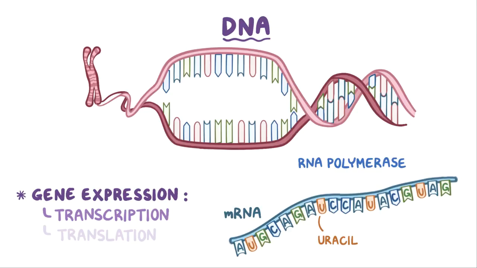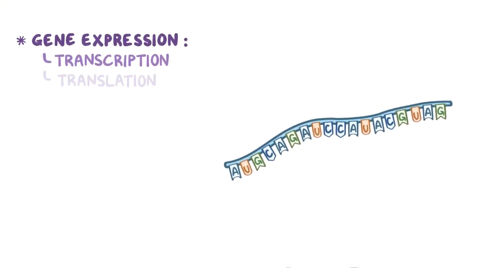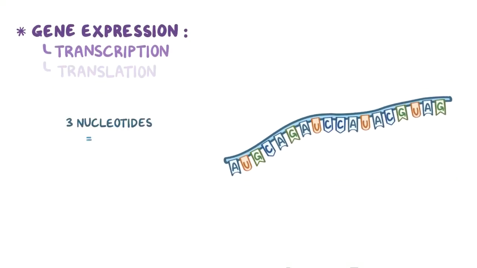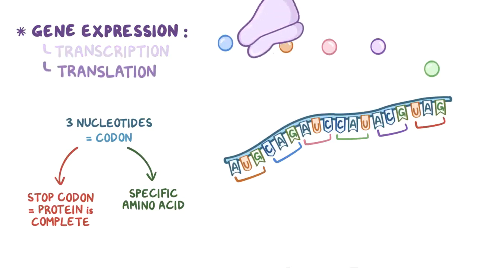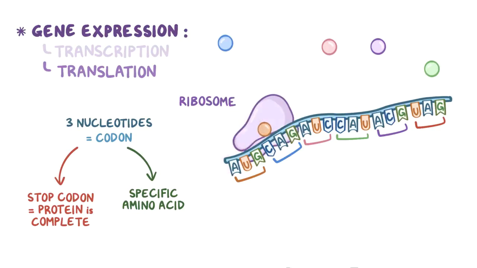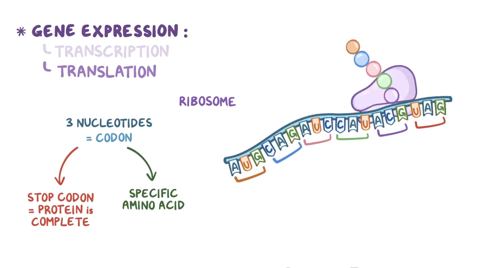This mRNA molecule, or message, is encoded so that any 3 nucleotides equate to a specific codon, which codes for an amino acid, or is a stop codon, which signals that the protein is complete. In translation, specialized proteins in the cytoplasm, called ribosomes, use the mRNA template to recognize the specific codons, and match them with the corresponding amino acids that'll make up the protein.